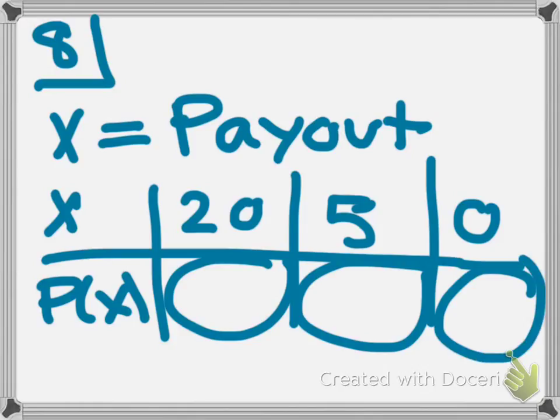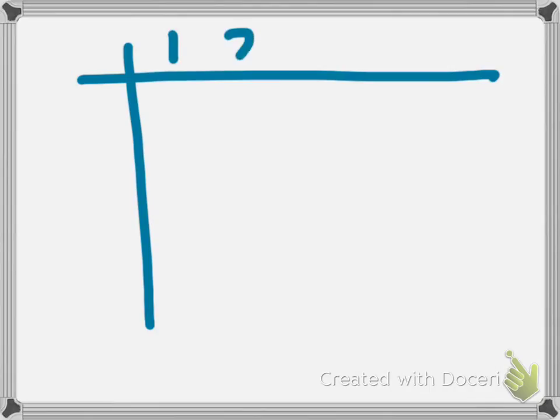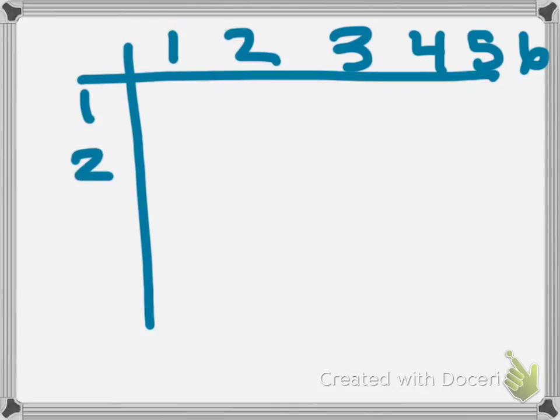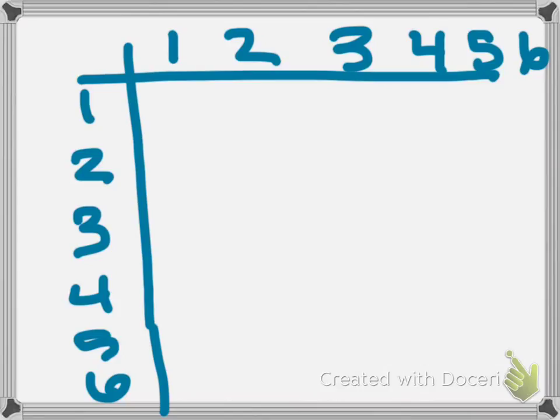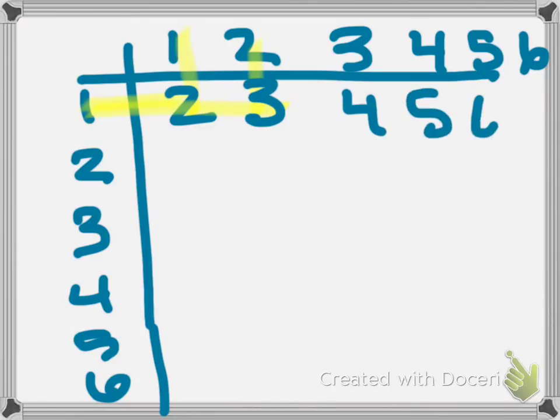payout. To do that, I'm going to make the sample space of rolling 2 different dice. 1, 2, 3, 4, 5, and 6. 1, 2, 3, 4, 5, and 6. And now the game is where we're finding the sum. So the sum of rolling a 1 and a 1 is 2. And then you can keep going. The sum of rolling a 1 and a 2 is 3. And just keep going down the line here.